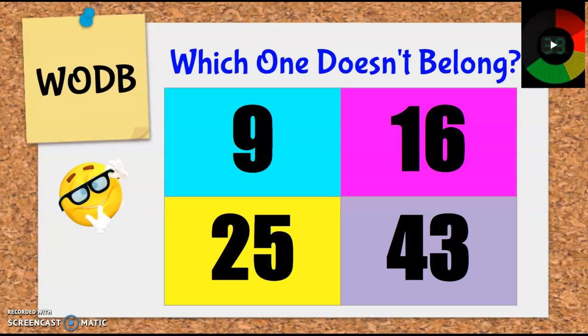I've also heard that the number 9 didn't belong simply because with the number 16, when you add the digits 1 plus 6, you get 7. And 25, when you add the digits 2 plus 5, you get 7. And 43, the digits 4 plus 3 equals 7.